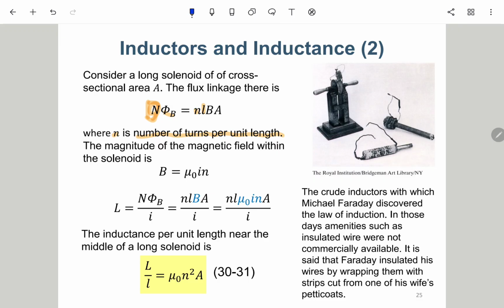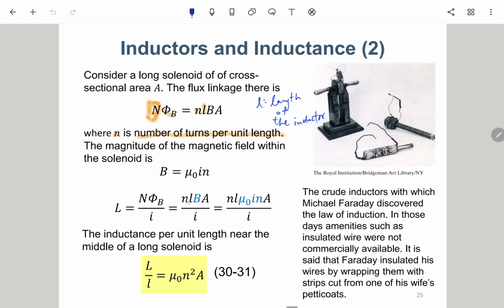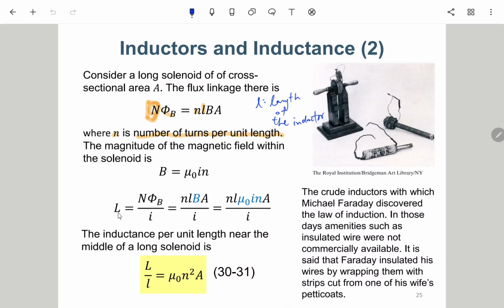Okay, L should be the length of the inductor. Okay, so nothing special here. So here we try to plug this into here. Okay, this is N phi B, so we plug in this one there. So L equals N phi B over I, and then we have NLBA.